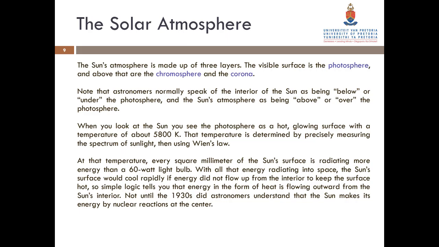With all that energy radiating into space, the sun's surface would cool rapidly if energy did not flow up from the interior to keep the surface hot. So simple logic tells you that energy in the form of heat is flowing outward from the sun's interior. And not until the 1930s did astronomers understand that the sun makes its energy by nuclear reactions at its center.